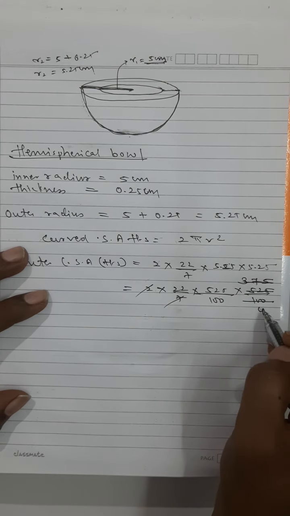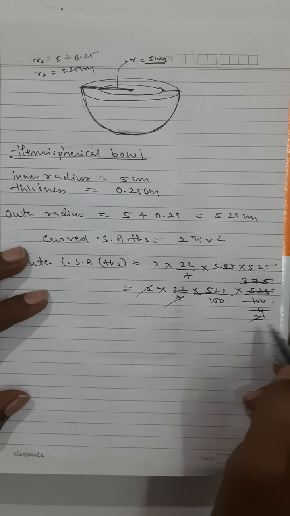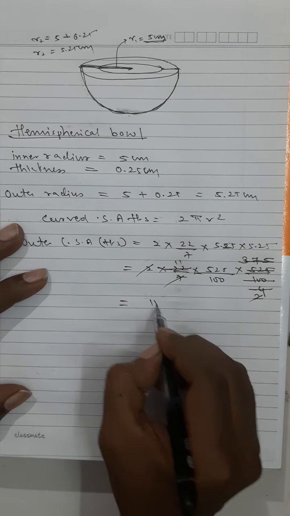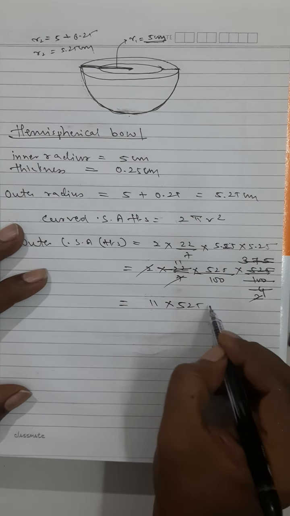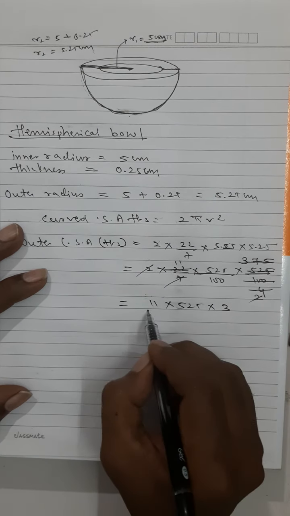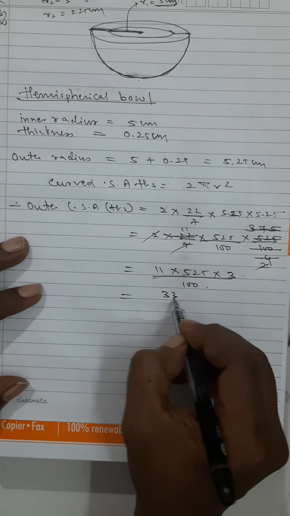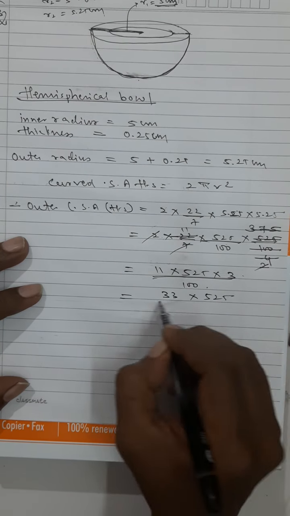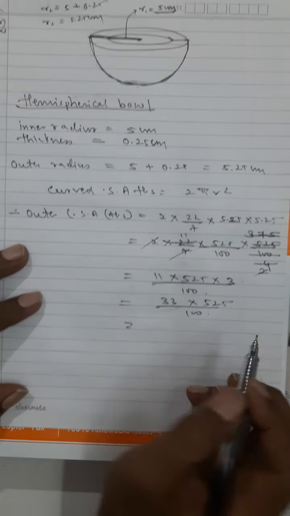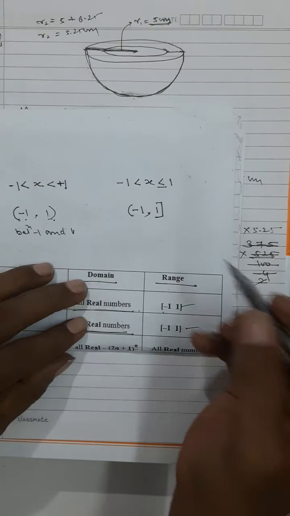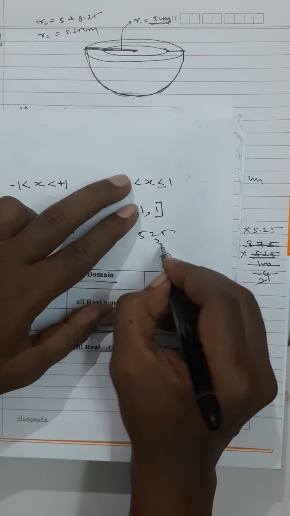So 2 is 4, this will again cut, 11 times. So what I get, remaining is 11 into 525 into 3 upon 100. This I have to multiply. 11 into 3 will give me 33 into 525 upon 100. So what do I get over here is 525 into 33.